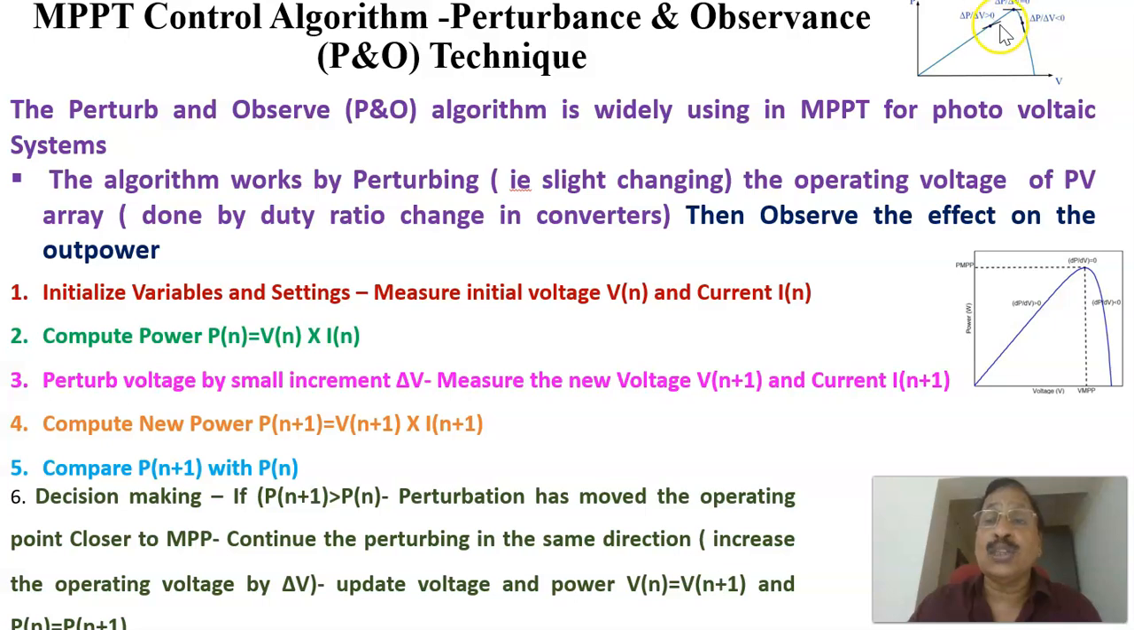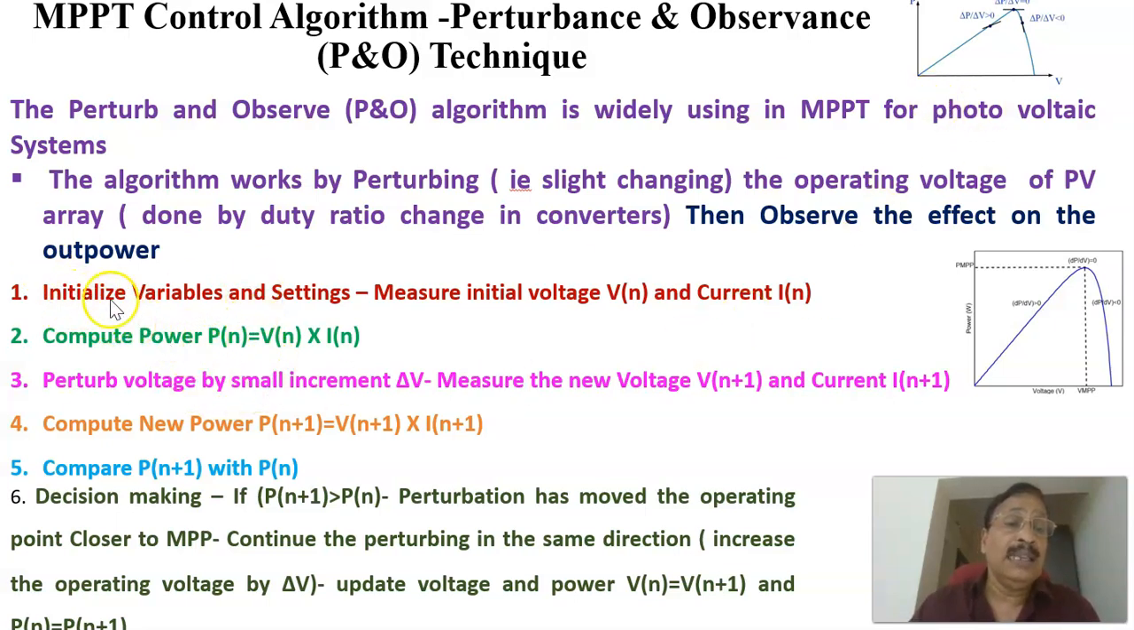If that is positive, meaning that the point is somewhere to the left side of the maximum, then you have to again increase the voltage so as to reach the maximum power point. Therefore, we are basically watching delta P by delta V. If it is operating at the right side, if it is shifted here, delta P by delta V will be negative. Then you have to reduce the voltage and bring the operating point to the maximum power point. Therefore, this is how the algorithm works.